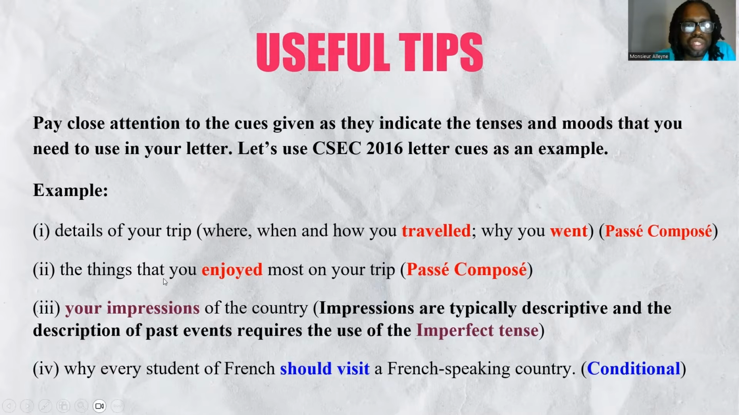Cue number 2, the things that you enjoyed most on your trip. If you look at the tense that the verb enjoy is used in, you see that there's the ed at the end, which indicated that this action was in the past. So we're going to use the passé composé, right? Because we're talking about a completed action. Always remember that. Traveled and went were both completed actions. That's why we're going to use the passé composé here. And the same thing for cue number 2, right?